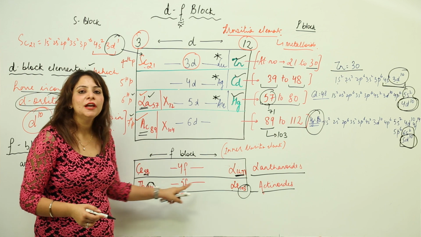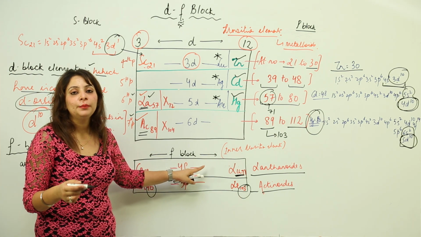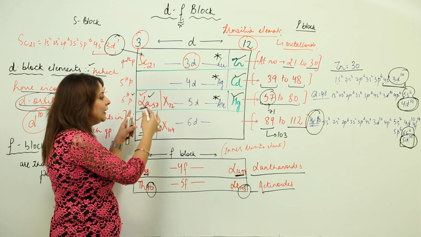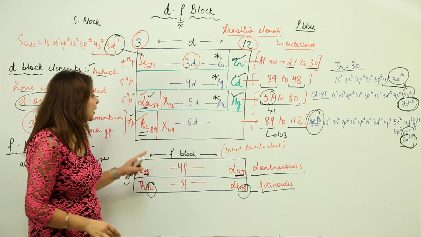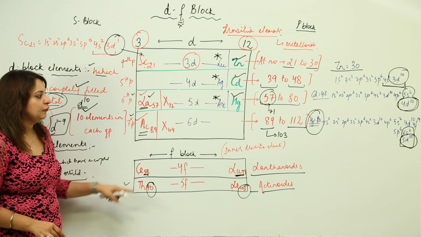So these are the F block elements, that is the inner transition elements, as I told you, because they are present inner to the transition elements, right. Their place is actually here, but they are squeezed up and kept separately. So this is the D and F block.